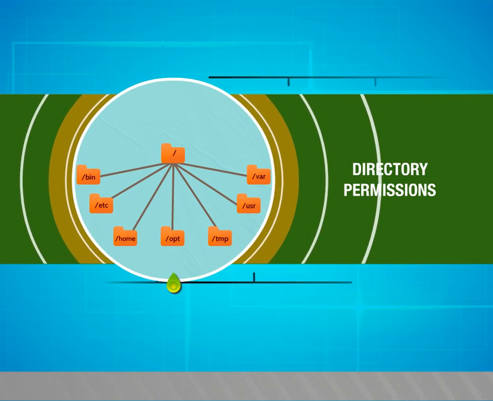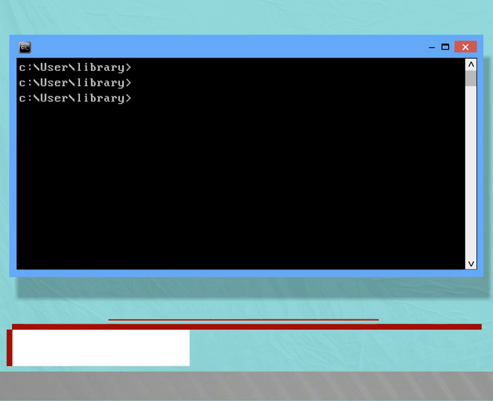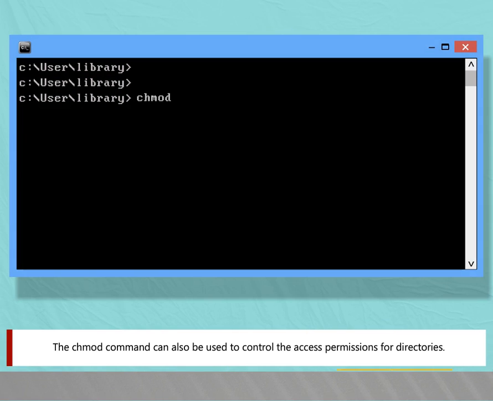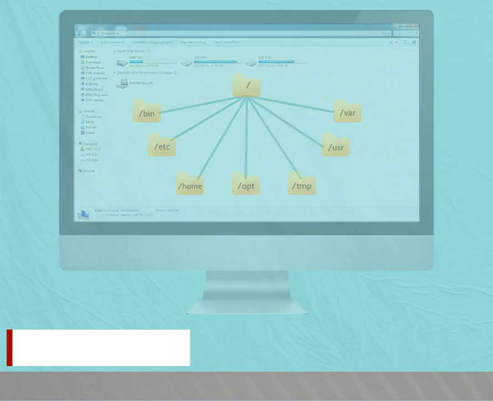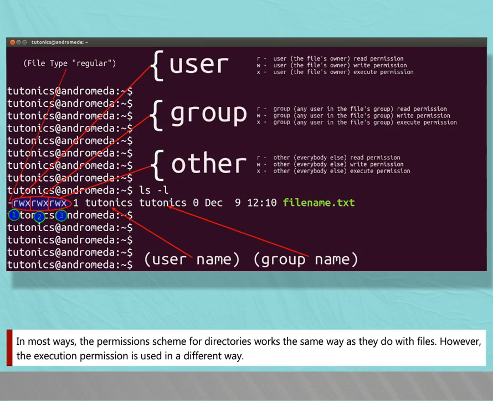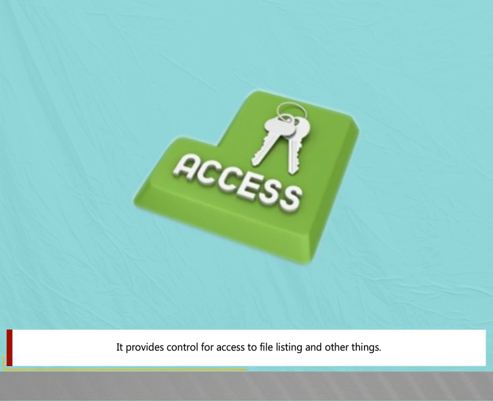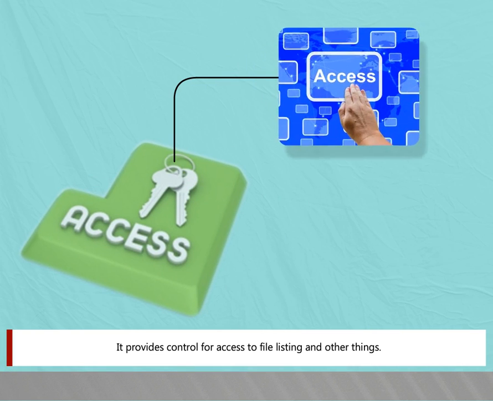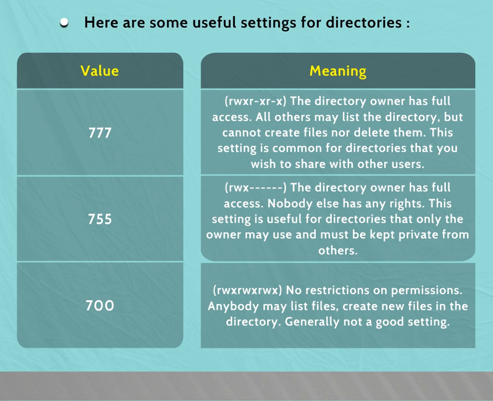Directory permissions. In this video, we are going to see about directory permissions. The chmod command can also be used to control the access permissions for directories. In most ways, the permissions scheme for directories works the same way as it does with files. However, the execution permission is used in a different way. It provides control for access to file listing and other things. Here are some useful settings for directories.